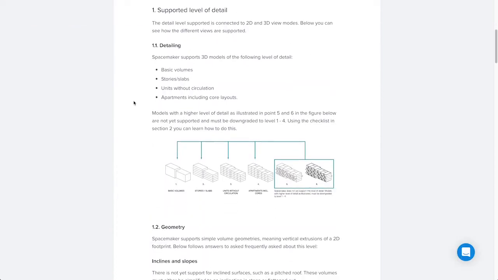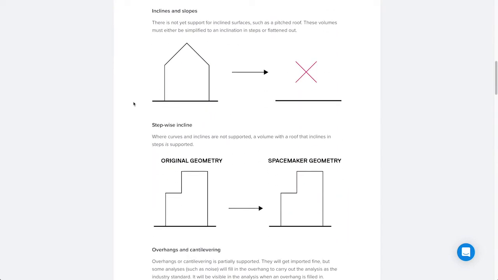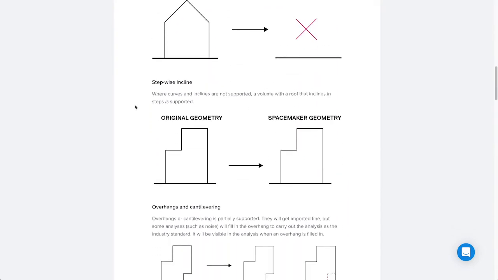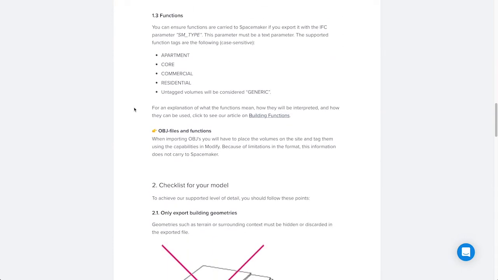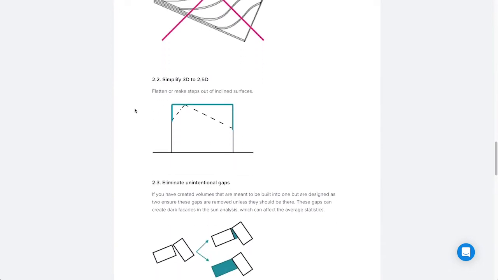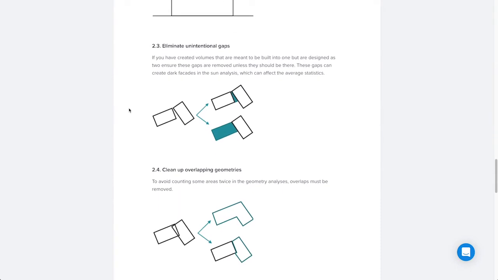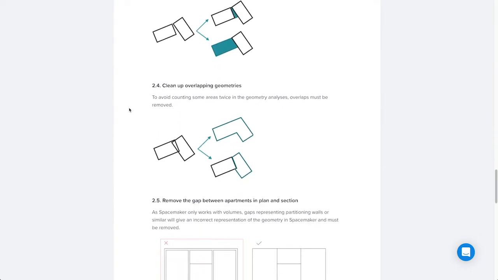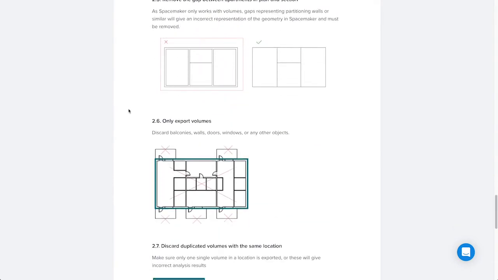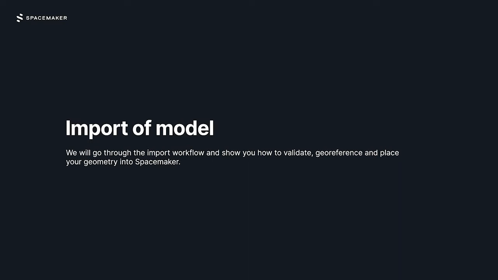We support both IFC and OBJ formats, but it's important that these are modeled in the correct level of detail. Currently, we support relatively simple geometries, modeled as slabs, masses, or generic models. We don't yet support pitched or sloping roofs. Therefore, remove these elements from your model prior to importing it into Spacemaker. As a general rule, we support the apartments or buildings, but not their elements, such as walls and windows. For the next step, we will go through how to import a model.